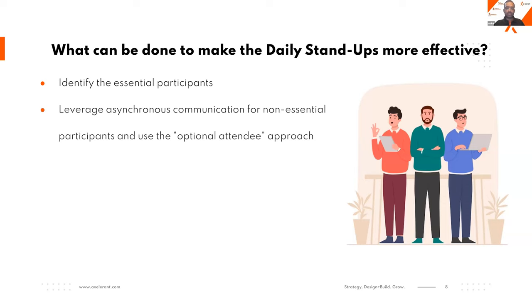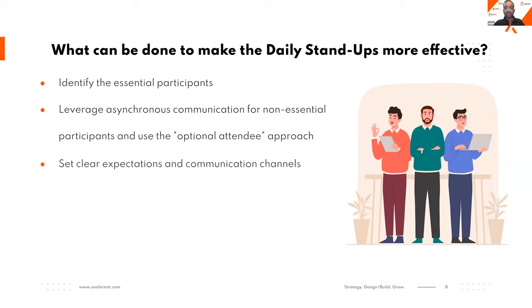I can understand. Everyone needs updates. Leverage asynchronous communication for non-essential participants. And still, if some people want to join, add them as an optional attendee. They can join for some meetings, but not regularly all the DSMs.